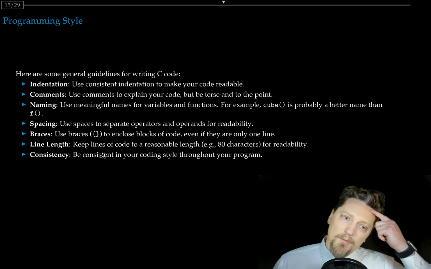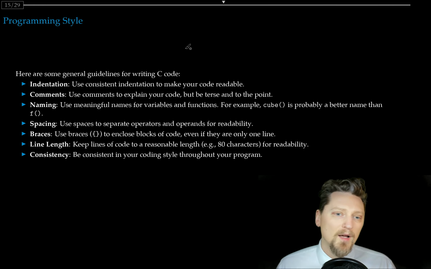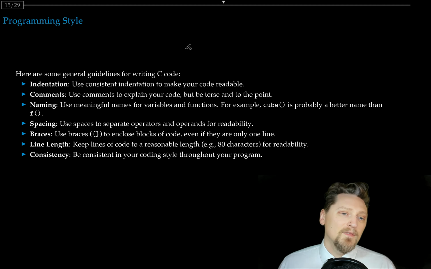Style. Programming style. Here are some general guidelines for writing C code and programs in a lot of different languages, but especially for C. Indentation. Use consistent indentation to make your code readable. Whereas in some languages like Python, the white space, the tabbing in, and indenting is part of the syntax, it is not in C. White space just gets gobbled up. But in order to make your code readable and maintainable, you should use consistent indentation.